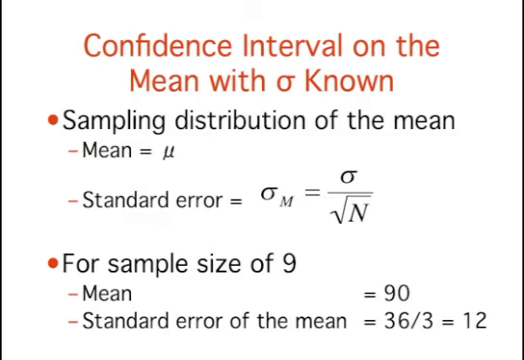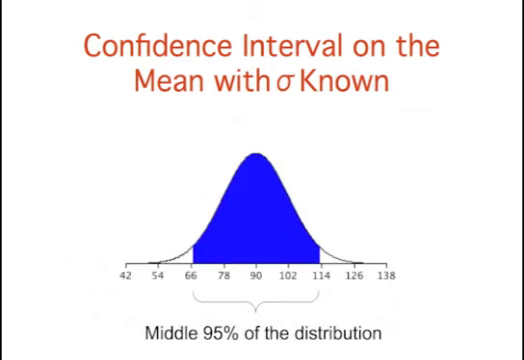We use sigma to refer to the population standard deviation, sigma sub m to refer to the standard error of the mean, and n to refer to the sample size. In this example, the sampling distribution of the mean has a mean of 90. The standard error is the population standard deviation of 36 divided by the square root of 9. That is, 36 divided by 3, which equals 12. The sampling distribution is shown here.